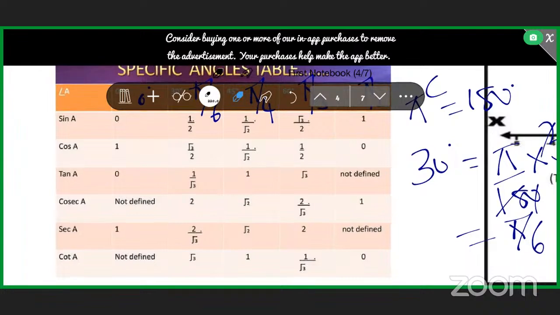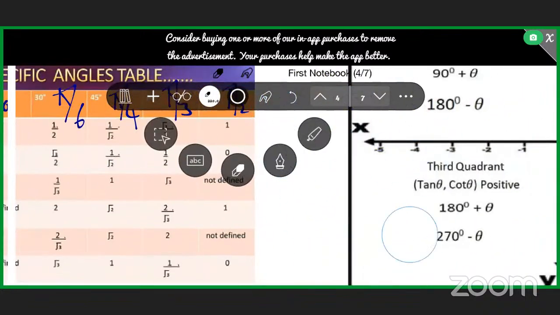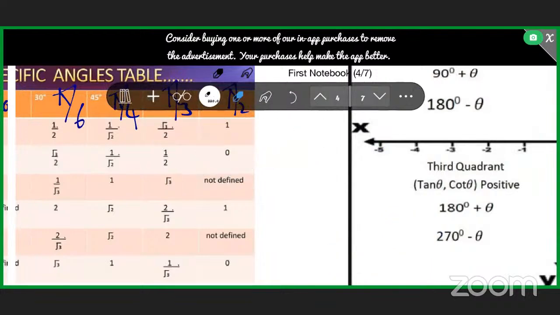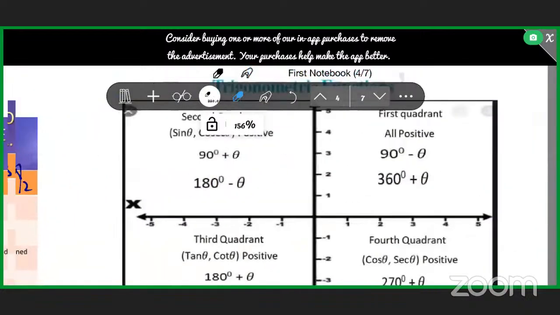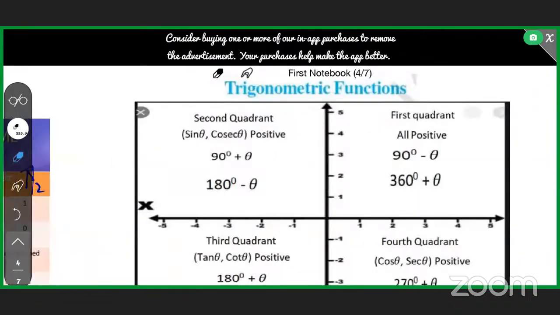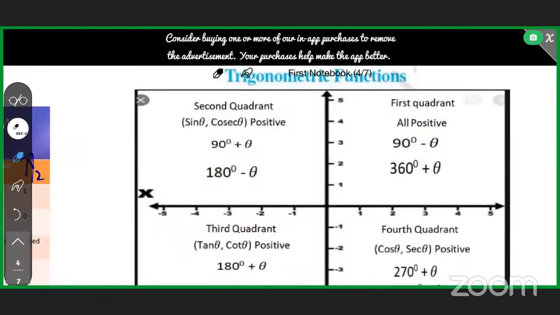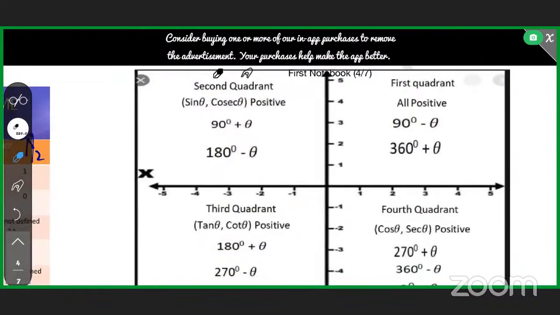Now coming to the next topic. The sign convention of trigonometric functions. It's just a summary of what you have learned earlier.